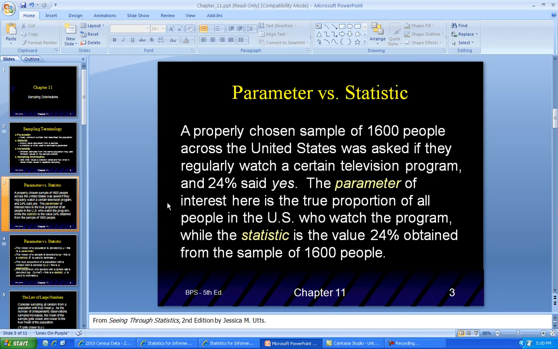So here we go. This is just what I was saying. If you chose a sample of 1,600 people and asked if they regularly watch a certain television program, and 24% said yes, the parameter of interest here is the true proportion, which will be close to the statistic of 24%. Now, when you watch a television show, there's a sample. You're part of a sample. How do they know the day after a television show, such as American Idol, that 24 million people watched it? Well, they are people as part of a sample who are Nielsen ratings people.